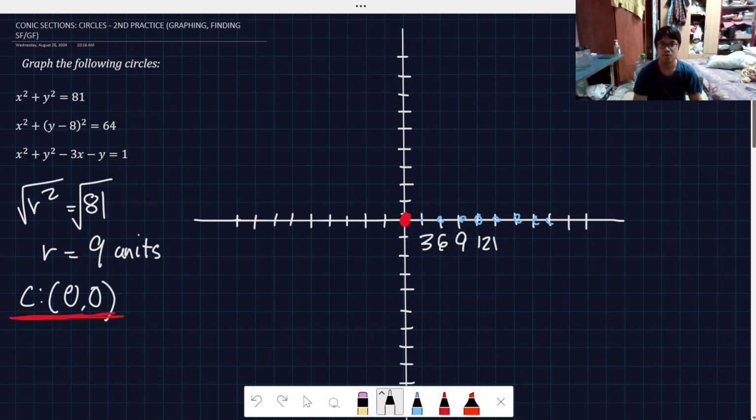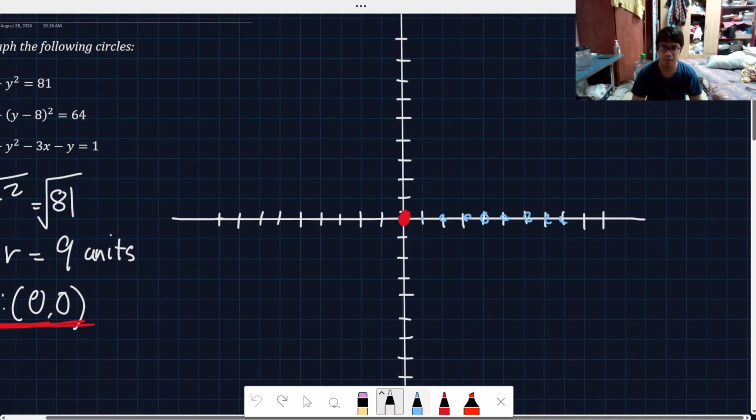So if my integers are multiples of 3, like the one I already showed you, then the graph will be shorter, but it's still correct. So let's graph the circle out. We have the center 0, 0, and the radius of 9 units. So we have the center again.